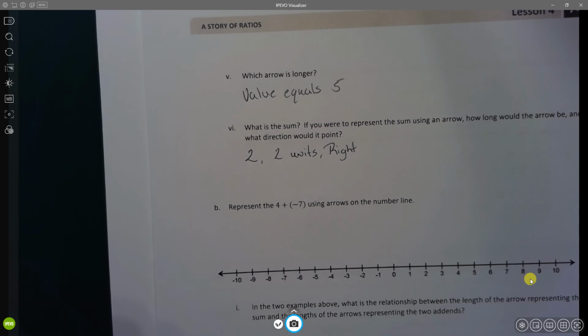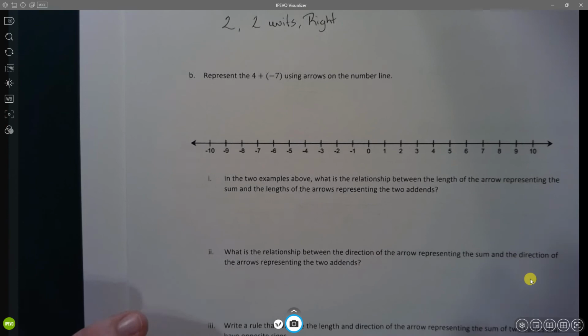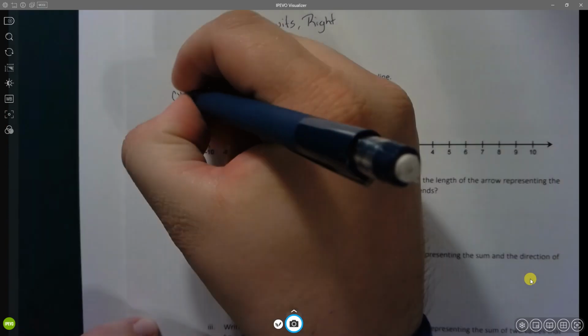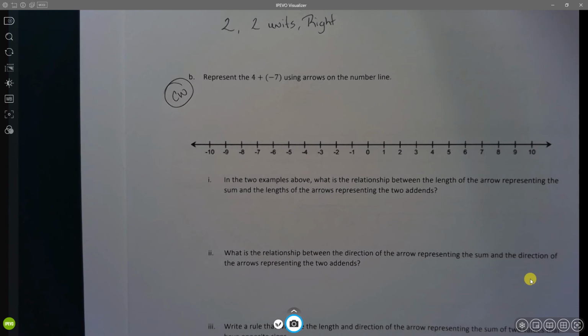Now, I'm going to keep my mouth closed for this one because I want us to do this in class tomorrow. So this is going to be classwork tomorrow. We will do this together tomorrow morning in class.